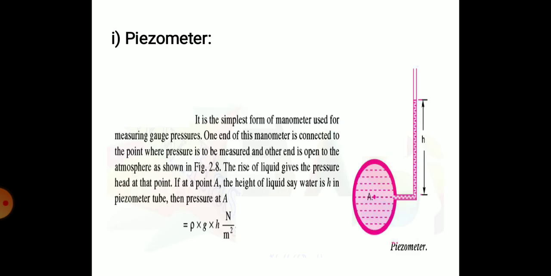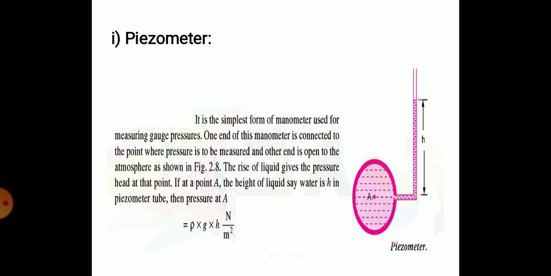First we will see piezometer. It is the simplest form of manometer used for measuring the gauge pressure. We can see in the figure the one end of this manometer is connected to the point where pressure is to be measured. That is, in the figure, here is a point A at which we have to measure the pressure, and the other end is open to atmosphere. Then the rise of liquid in the tube gives the pressure head at point A.